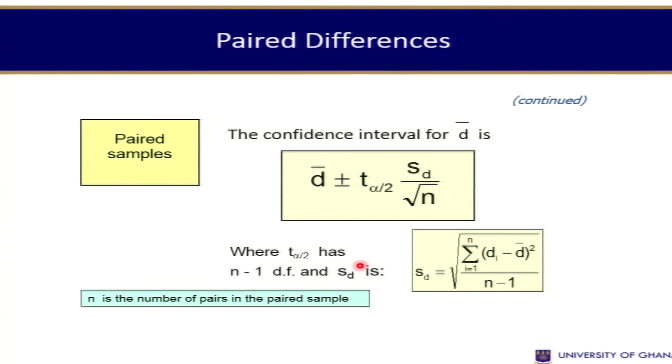We estimate the mean of the differences, which is the summation of all the individual differences divided by n. We also calculate the standard deviation of the differences, that is the di's. In constructing the confidence interval for d bar, the interval is given as d bar plus or minus t alpha over 2 times the standard deviation of the differences over the square root of n. T alpha over 2 has n minus 1 degrees of freedom, and n is the number of pairs in the paired sample. We take an example.